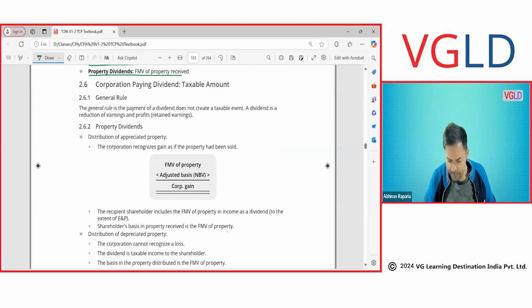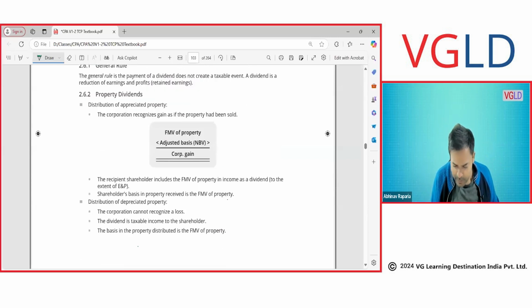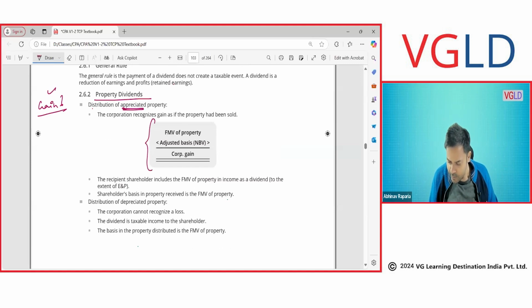This is simple, guys. Read that. If you are giving the appreciated property, are you going to recognize the gain? Yes, you will recognize the gain. Same. Fair market value minus adjusted basis, you will have the gain, everyone. The corporation recognizes the gain as if the property has been sold.